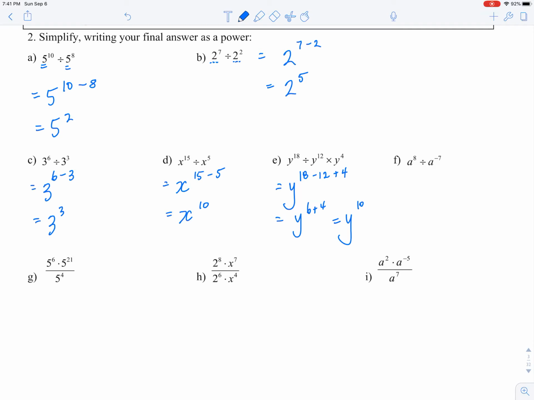For f, the bases match, and we're dividing, so we're going to subtract the exponents. But we've got to be careful because here we've got a negative. So it's going to be a to the 8 minus negative 7. That's going to be the same as a to the 8 plus 7, which would give a to the 15. And again, if you don't quite remember why minus turns into a plus, make sure you reach out and let me know.